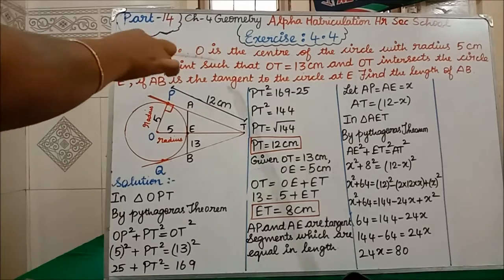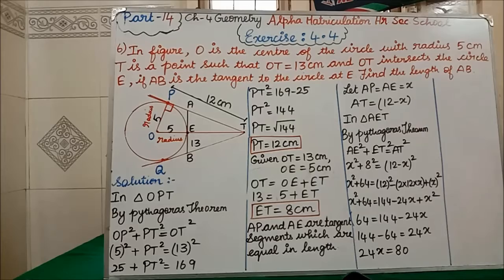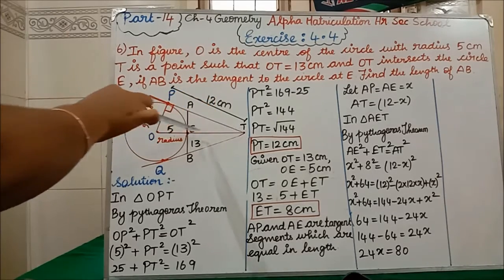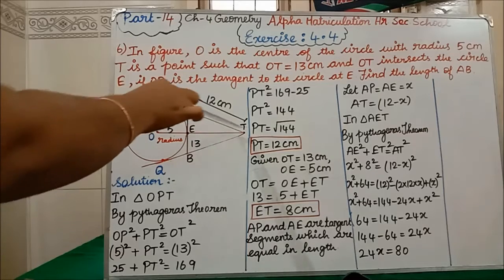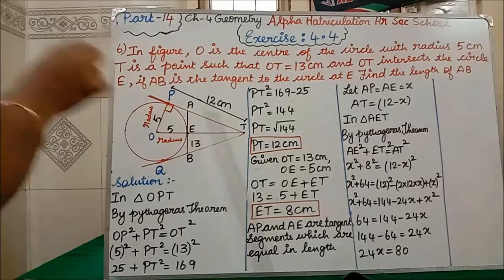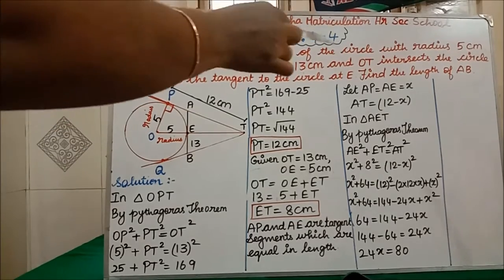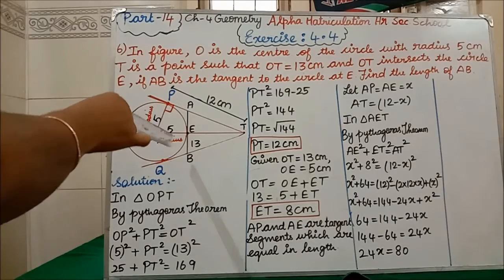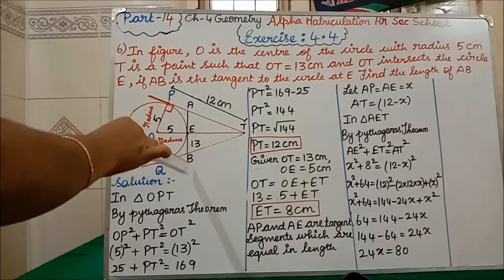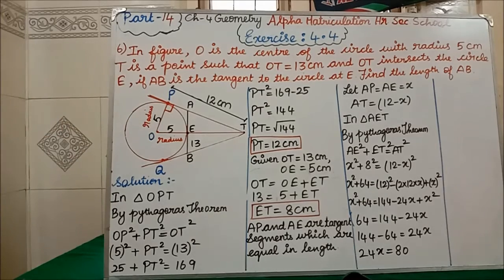T is a point such that OT equal to 13 centimeter. See, T is one point. From O to T, this full length, they have given 13. See, I have written O to T. This full distance is 13 centimeter. And OT intersects the circle. OT intersecting the circle, so I am drawing one line, intersecting the circle at E. So at that point I have kept E.